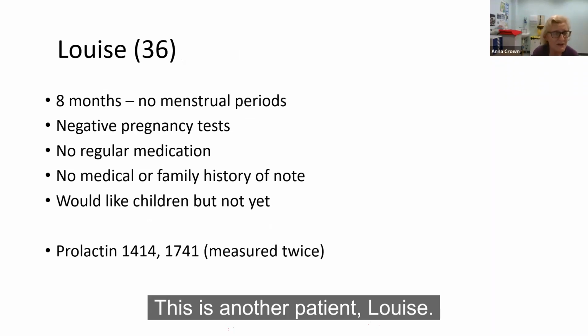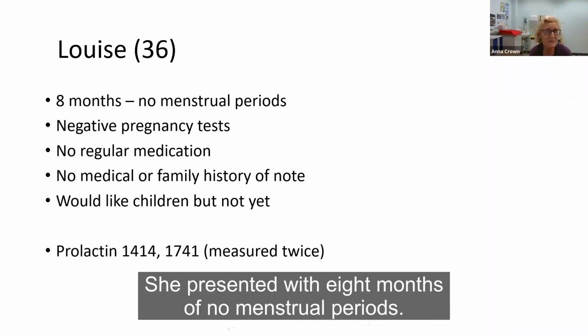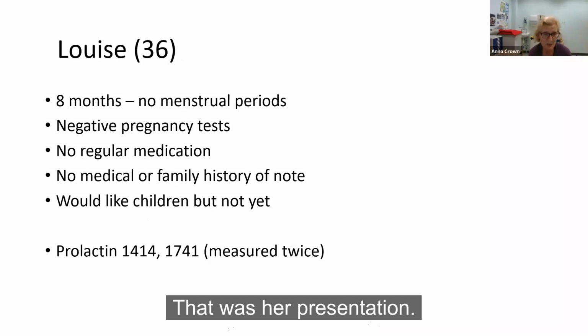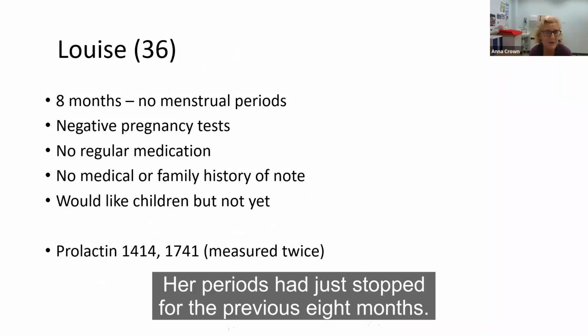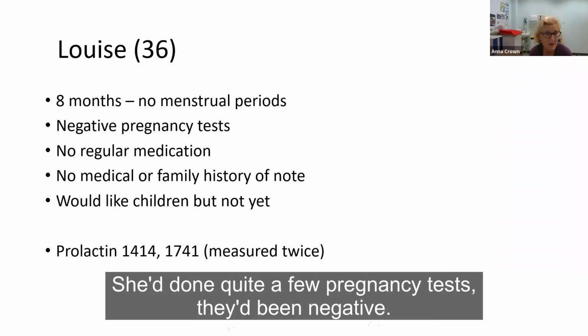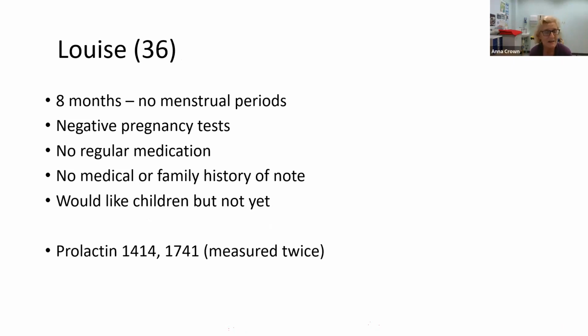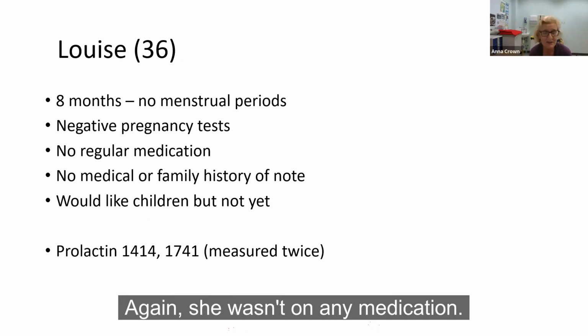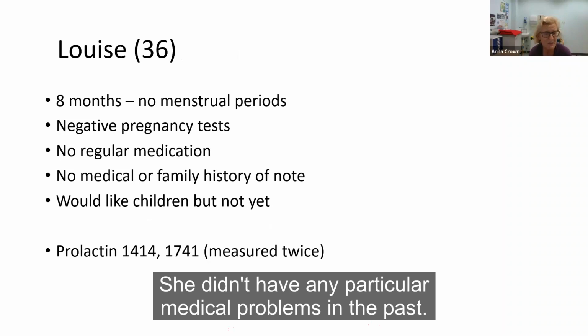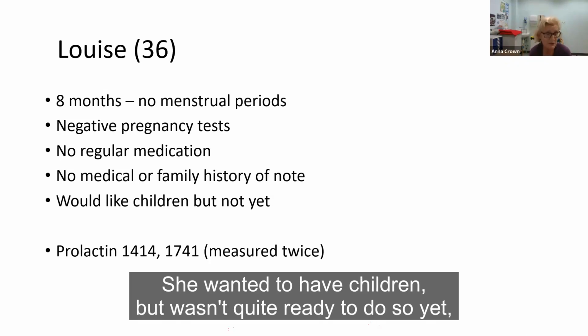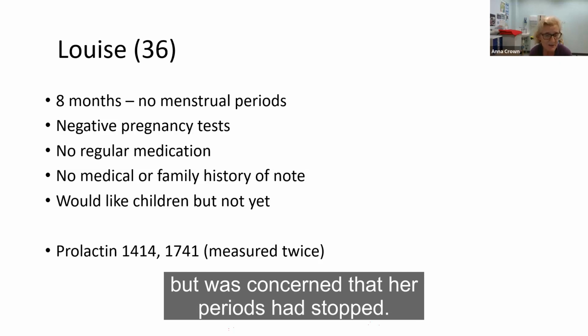So this is another patient, Louise. She presented with 8 months of no menstrual periods. So that was her presentation. Her periods had just stopped for the previous 8 months. She'd done quite a few pregnancy tests. They'd been negative. And again, she wasn't on any medication. She didn't have any particular medical problems in the past. She wanted to have children, but wasn't quite ready to do so yet, but was concerned that her periods had stopped.